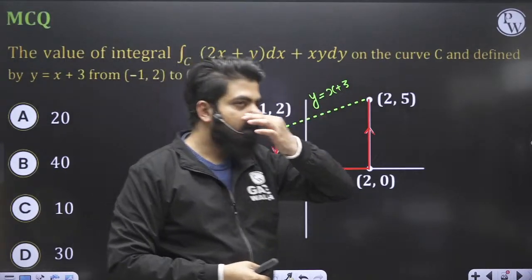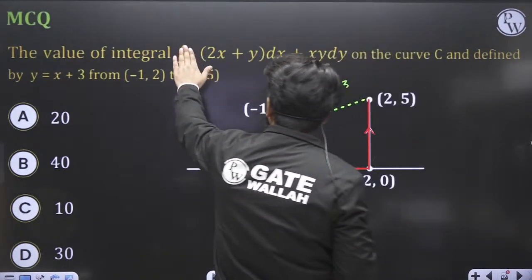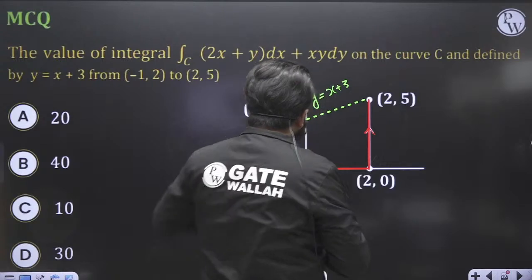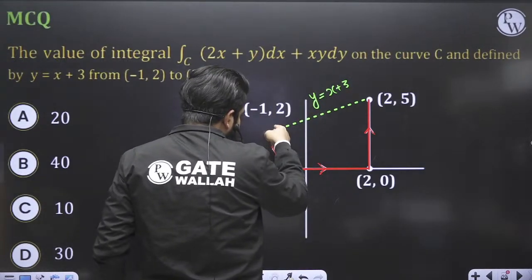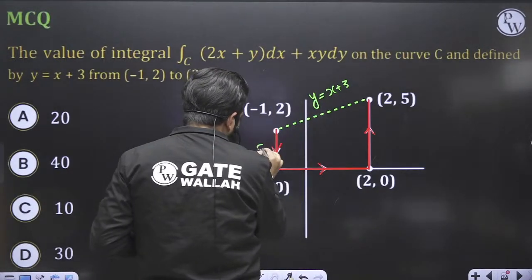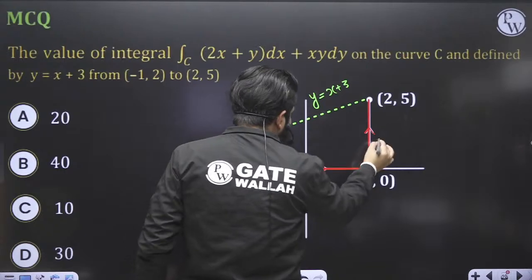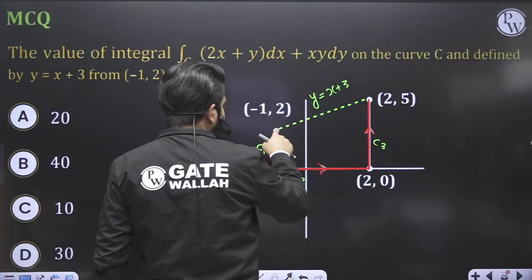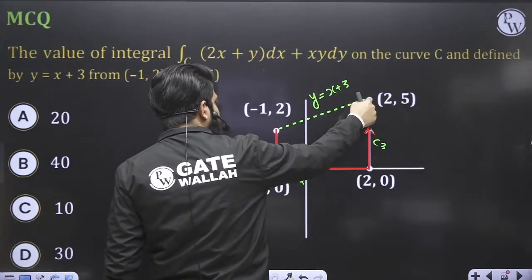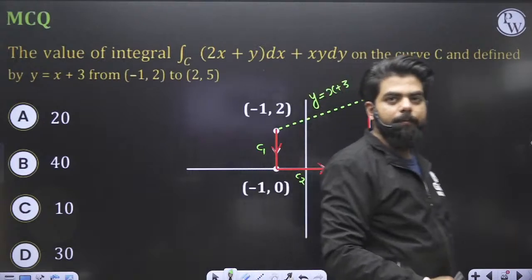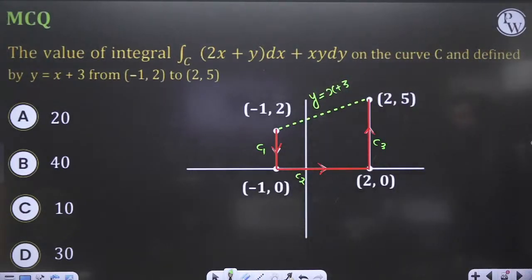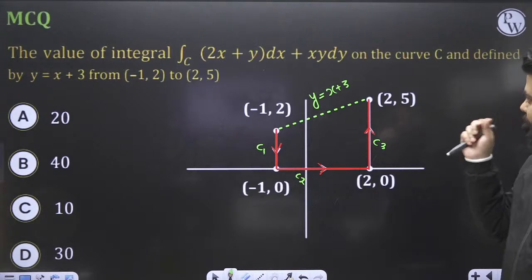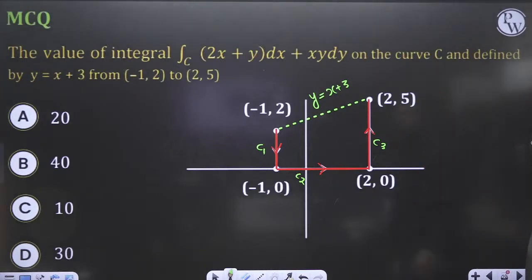Can you tell me which property this function needs to satisfy so that whether we calculate the integration from this path C1, C2, C3, or we calculate the integration from this point to this point directly, the answer remains the same? So for that, very good, your vector field has to be conservative in nature. So maybe you can test it out. If it is conservative in nature, you can calculate the answer.